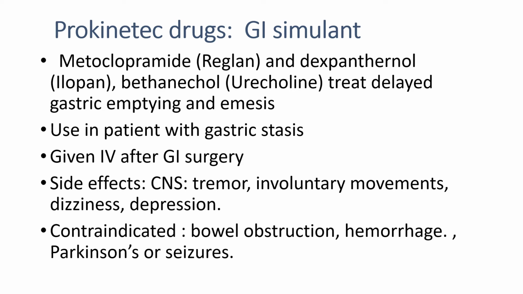Side effects include their CNS, central nervous system. They can cause tremors, involuntary movements, dizziness, depression. What type of patient would you not give this to? Look for patients who have tremors, who have gait disturbances, sometimes people who have dementias. Please don't give to patients who have Parkinson's disease, because you are giving them medications that are influencing dopamine receptors. So you don't want them to have prokinetic drugs such as Reglan.